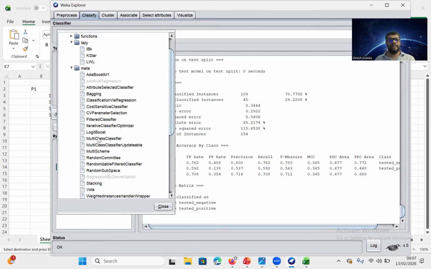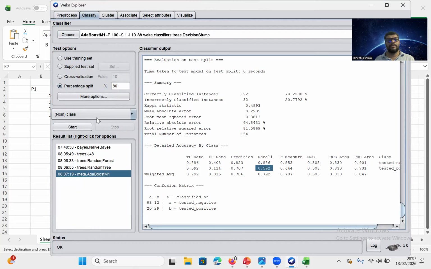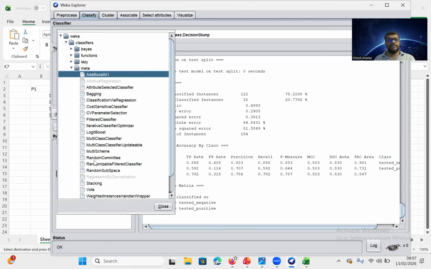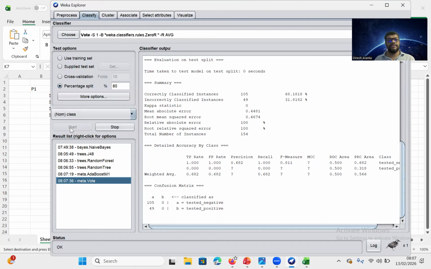There are a lot of algorithms, but I'm not going to use them. Let me try this one. Okay, again, higher accuracy, but low recall values. So likewise, you have to choose between these methods and identify what is best suited for you. So this is a very poor algorithm.